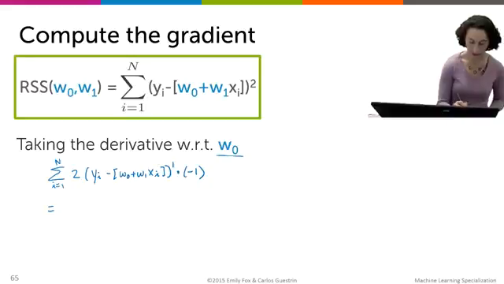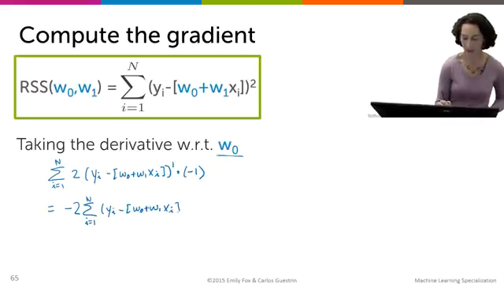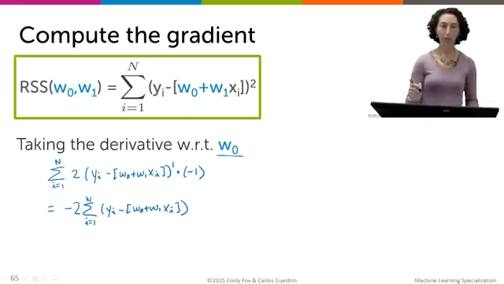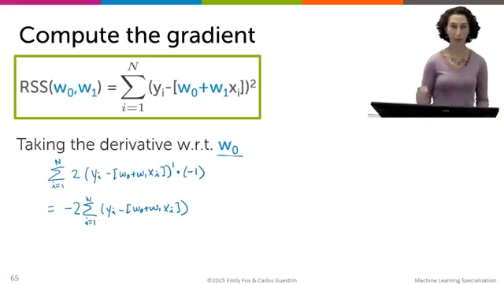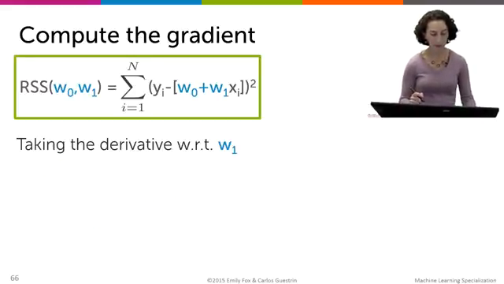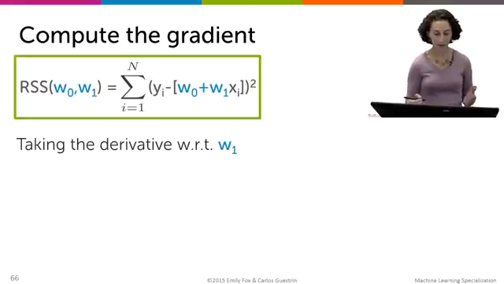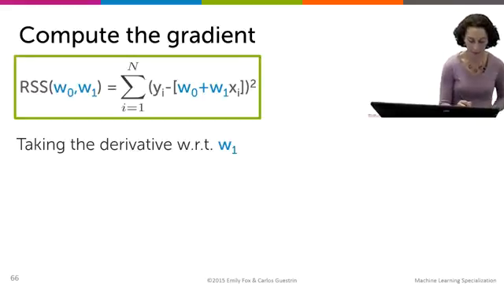So I'll just rewrite this. I'm going to multiply the 2 by this minus 1 and pull it outside the sum. So I'm going to get minus 2 sum i equals 1 to n of (yi minus (w0 plus w1 xi)). I promise I'll try to minimize how many derivations we're doing in the slides like this, but I think this is really instructive. So let's now take the partial with respect to W1.